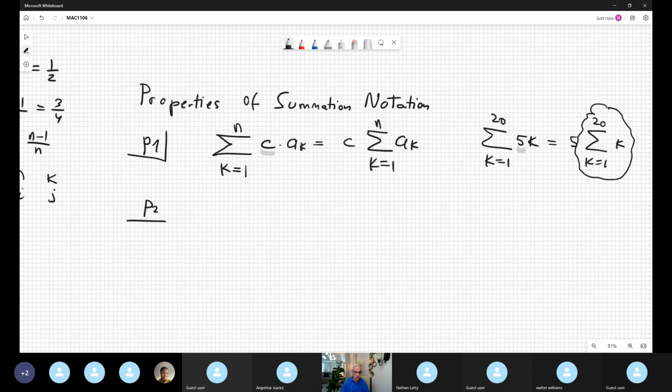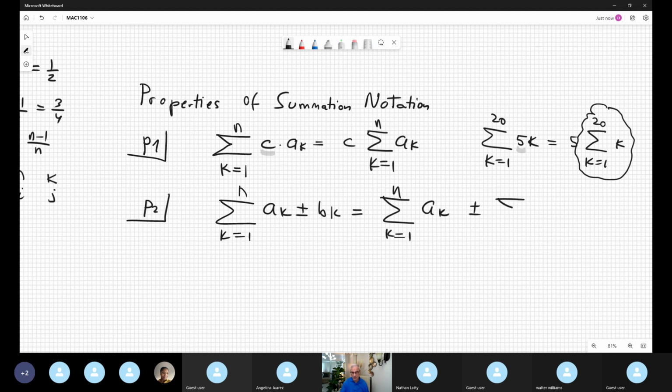Property number 2, easy to understand. Suppose you have a summation, but inside we have two terms, A sub k plus or minus B sub k, maybe addition or subtraction, but you have two separate sequences, A sub k and B sub k, you can split. You say, well, professor, but this is logical. Well, of course it's logical, but I need to explain.